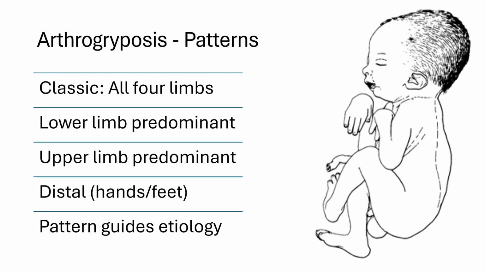Understanding how these patterns guide your search for the underlying etiology becomes crucial because different patterns suggest different diagnostic approaches. A baby with classic forelimb involvement needs comprehensive neurological evaluation, while one with isolated distal involvement might benefit from specific genetic testing for distal muscle disorders.